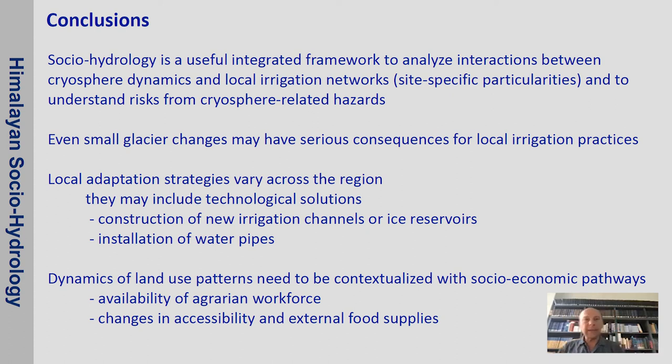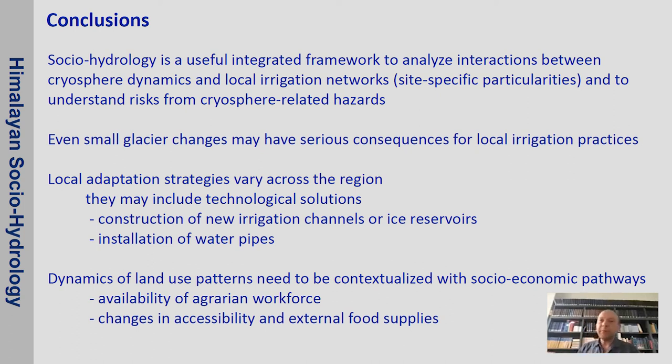You can remember the case of the thinning of the glaciers and the problems with the intakes for the irrigation channels. And of course, as there are many site-specific particularities along the Himalayan arc, the local adaptation strategies always vary across the region, and they may include technical solutions like new irrigation channels, or in the case of Ladakh, ice reservoirs, or installation of water pipes. But the dynamics of land use always need to be contextualized with socioeconomic pathways, because in this context, we also have to ask questions.